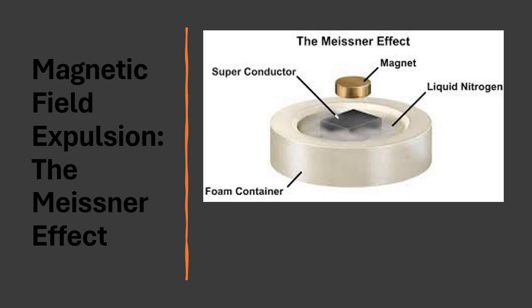Magnetic field expulsion, the Meissner effect. In addition to zero resistance, superconductors exhibit another remarkable property known as the Meissner effect. When a superconducting material is cooled below its critical temperature in the presence of a magnetic field, it actively expels the magnetic field lines from its interior. This expulsion is a fundamental characteristic of superconductivity and distinguishes it from perfect conductivity.